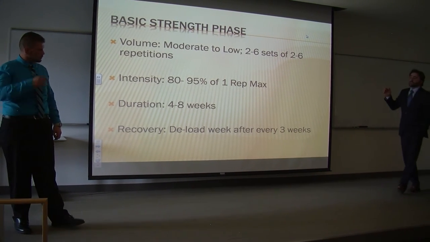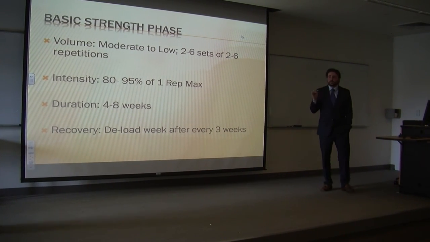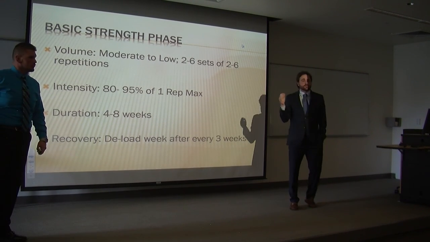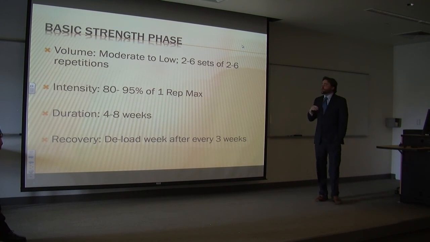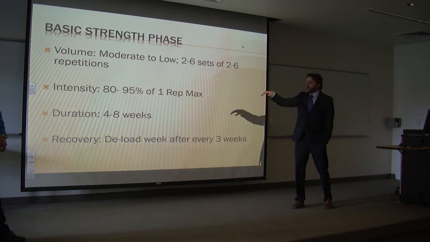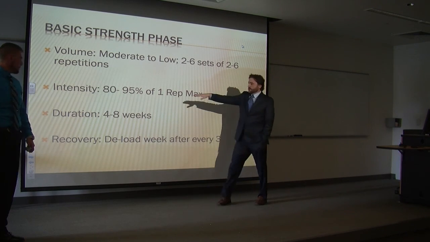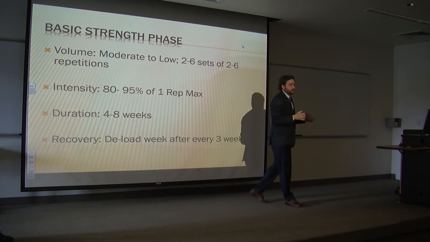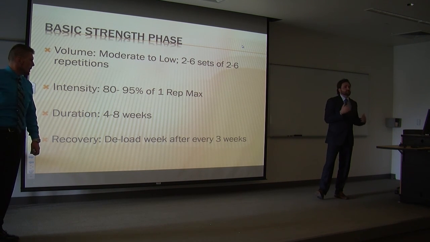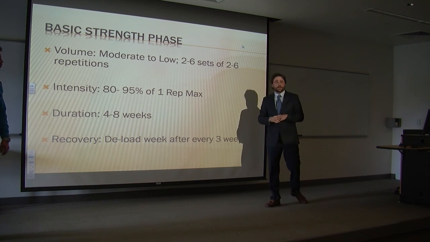So now we're going to look at the basic strength phase, the second phase. And right here we're going to break it down again into volume, intensity, duration, recovery. The first one we've got is volume. This is moderate to low. Low volume, so this is 2 to 6 sets of 2 to 6 repetitions. And then intensity, 80 to 95% of 1 rep max. And the variance, by the way, between the percentages for each one, because the last one I believe was 20% or something, the variance depends on the specific exercise the athlete does. But then the duration for this one is 4 to 8 weeks.